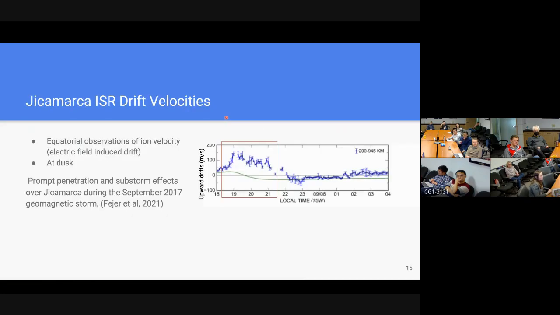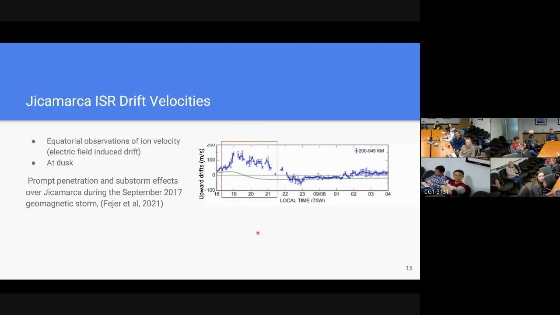The other thing that makes this time period advantageous is the availability of the Jicamarca incoherent scatter radar drift velocity observations. So in this case, we actually have equatorial electric field observations to compare to our modeling results, which is very valuable. Jicamarca, for those of you who may not be familiar, is in Peru, right at the geomagnetic equator. And because of the timing of the main phase of the storm, Jicamarca was right at dusk when the main phase of the storm began.